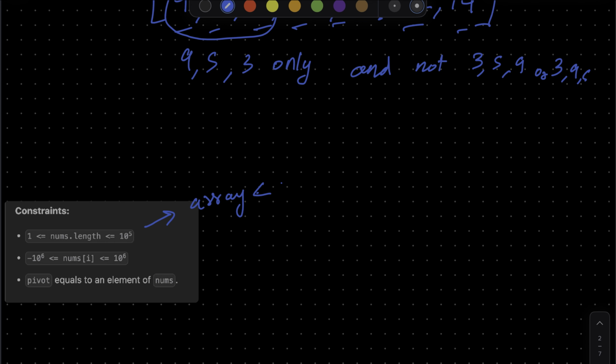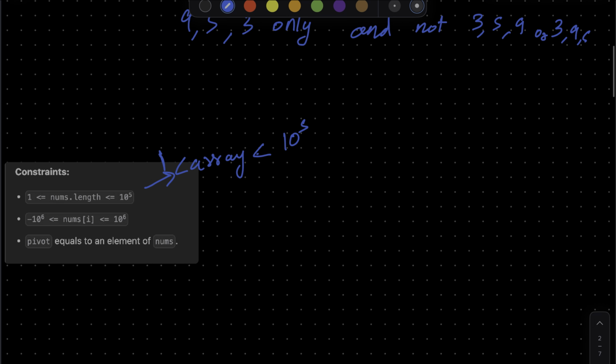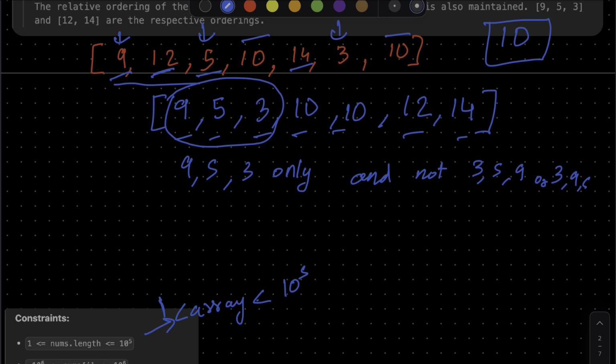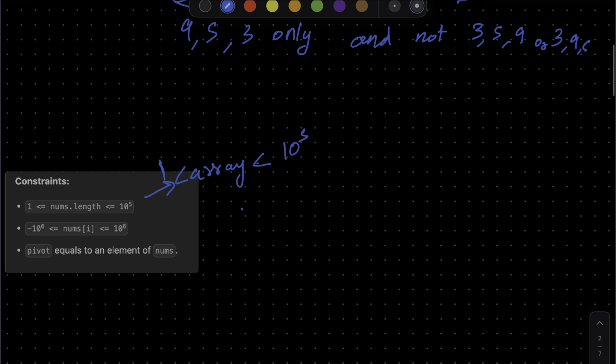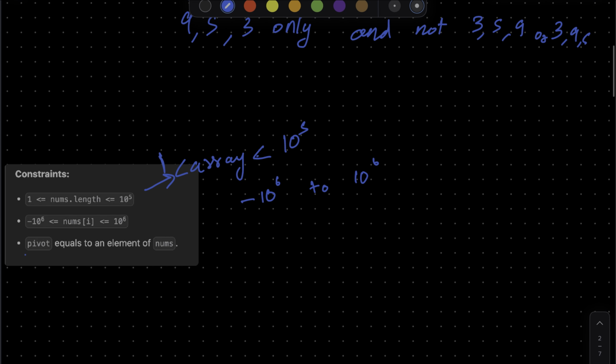can range between 1 and 10 raised to 5, and each value present inside this array can range from minus 10 raised to 6 to 10 raised to 6, and pivot equals nums[k]. So it is already given that pivot will occur at least once inside nums, because it is equal to whatever element is present inside nums. So at least once the pivot will come.